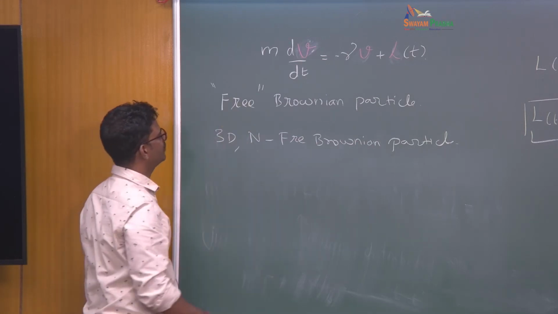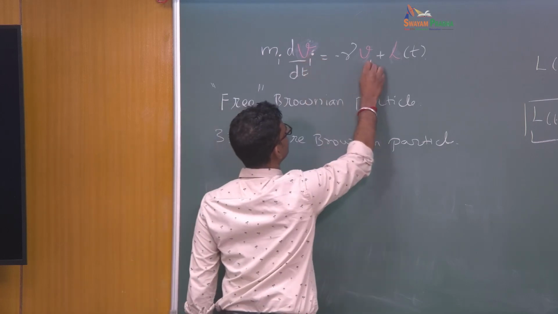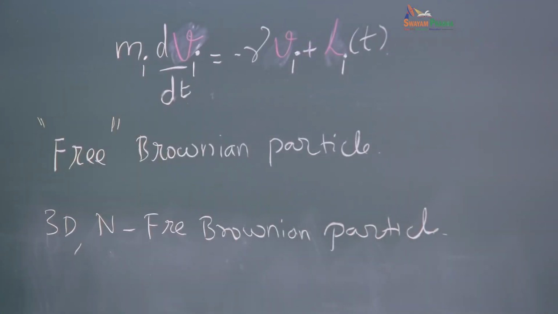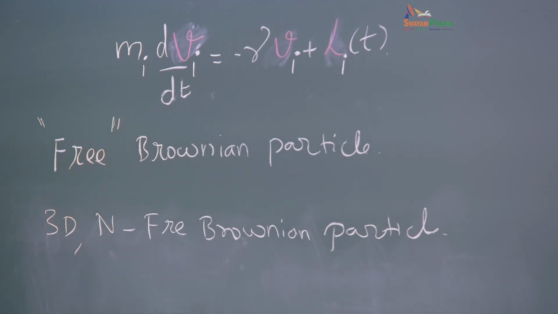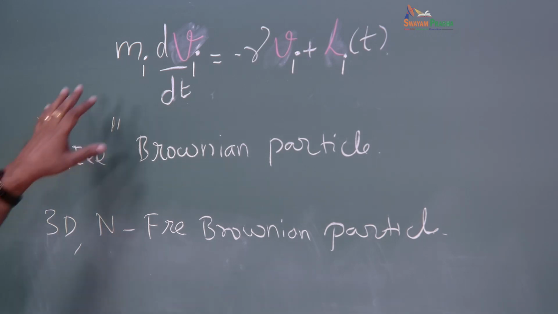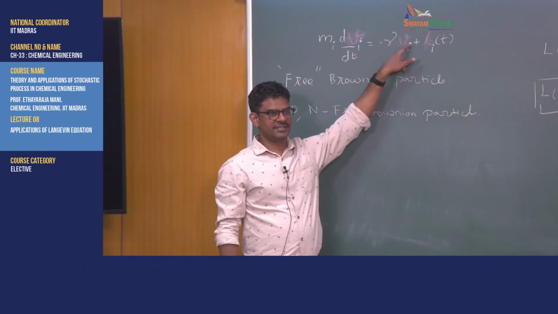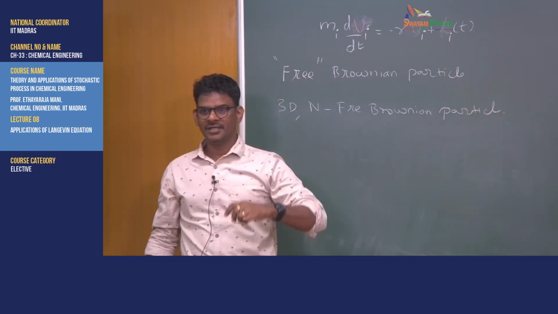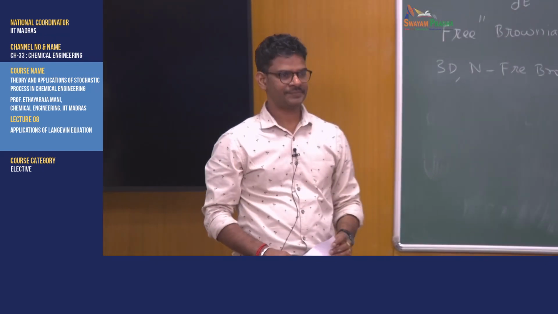Then this equation will become simply, I have to put an index i here, so that for each particle i, 1 to n, I can use this equation. So we are solving the Langevin equation for each particle. This is the mass of the particle, this is the 3-dimensional velocity of the ith particle, this is the drag force acting on the ith particle, and this is the random force acting on the ith particle. And then i can go from 1 to n. So we are simulating n free Brownian particles by this.